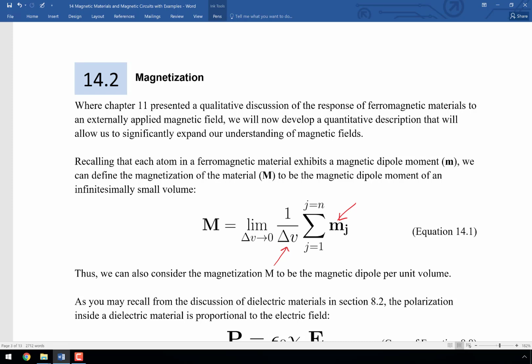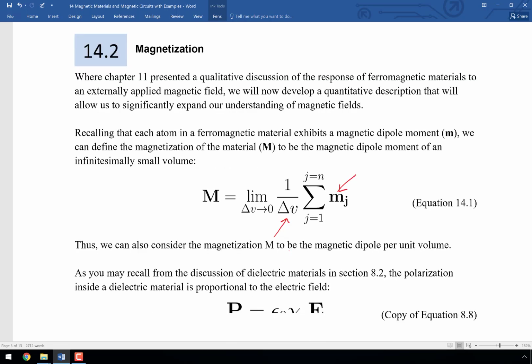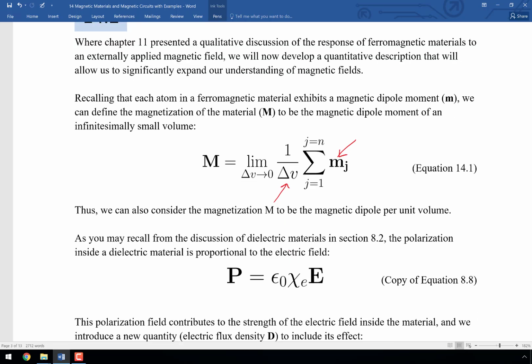Since we introduced this concept of magnetic dipole moment, now this is the second time that we've used it. We used it originally to calculate the magnetic field due to a loop. Then we used it to calculate the torque on a loop of current going through a magnetic field. And now we're using it to talk about magnetization. So the magnetization M is the magnetic dipole moment per unit volume.